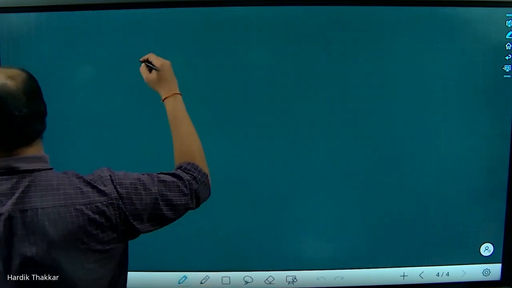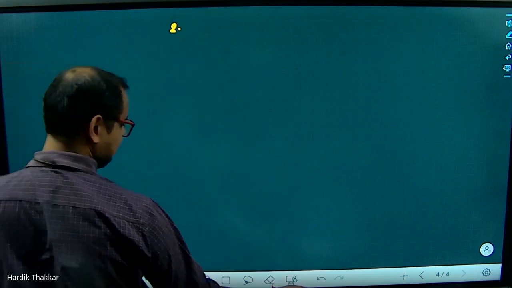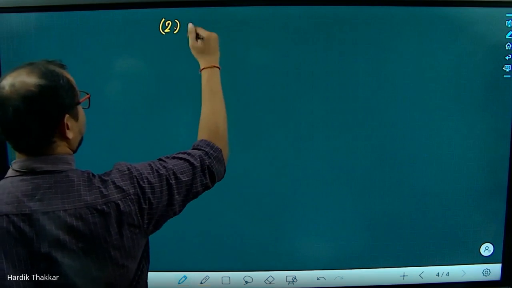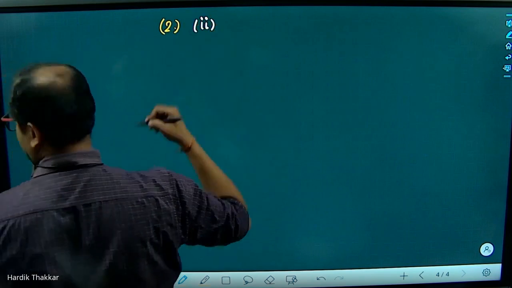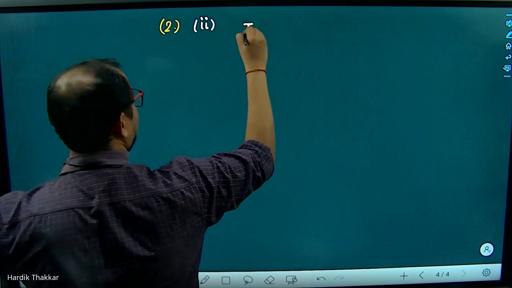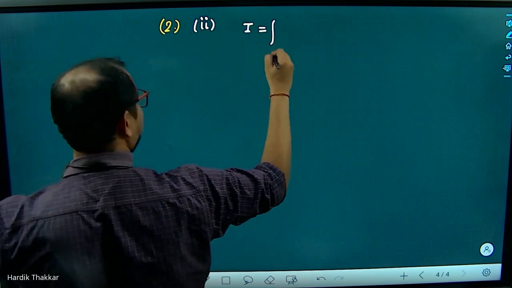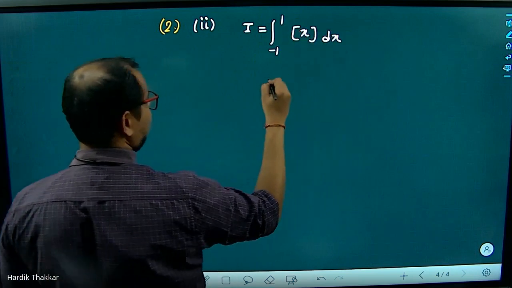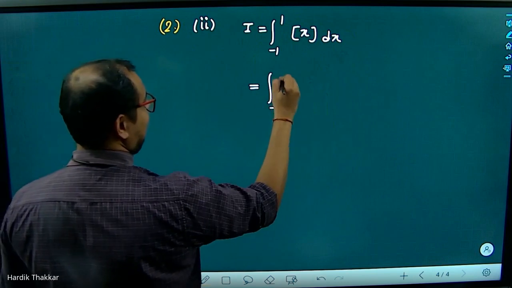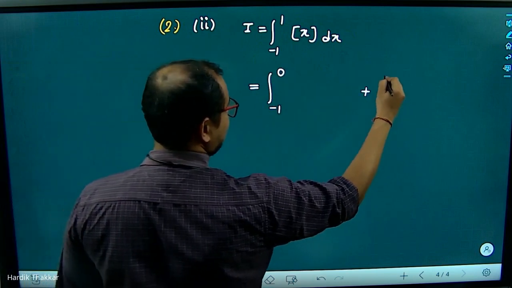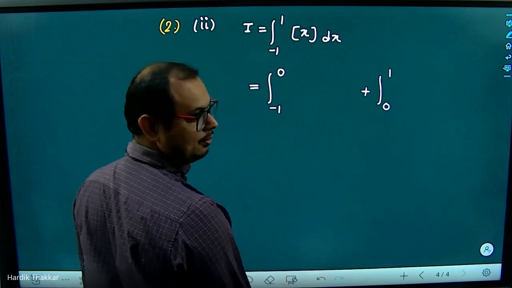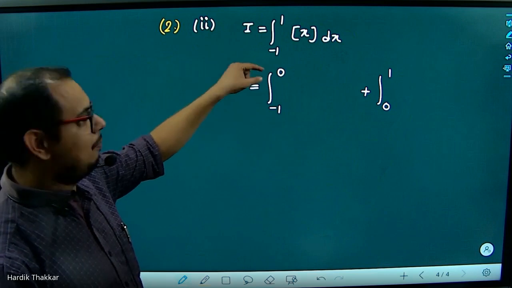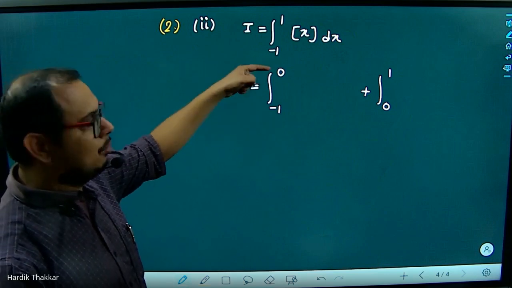So question number 2, let's start with the second part. It is I equals the integral of greatest integer x dx from minus 1 to 1. So just understand this. It will be from minus 1 to 0 and 0 to 1. Any value between minus 1 to 0 means less than 0. The upper limit is not included. So minus 1 to less than 0.